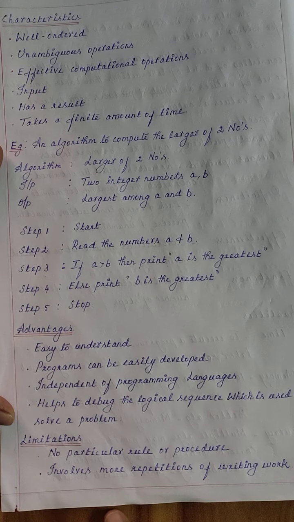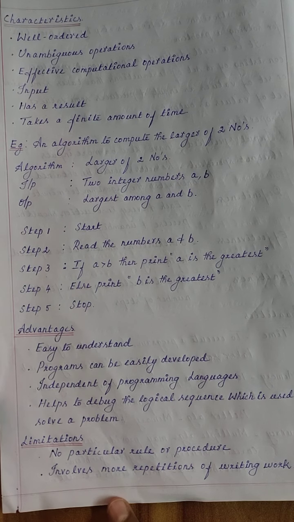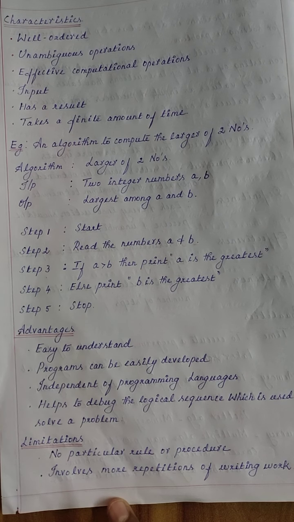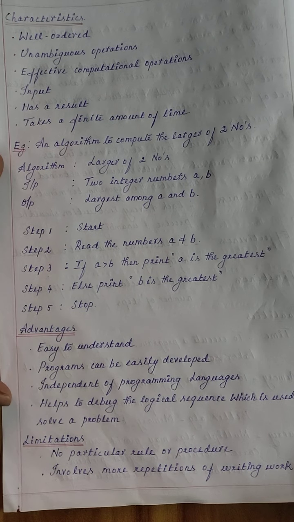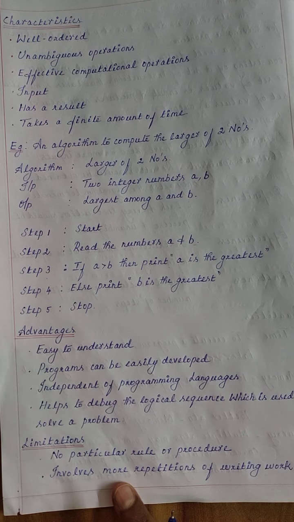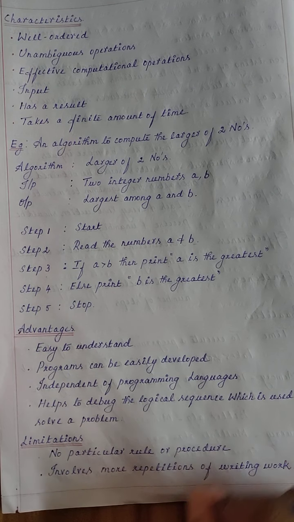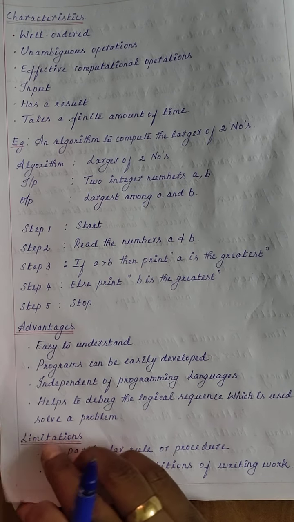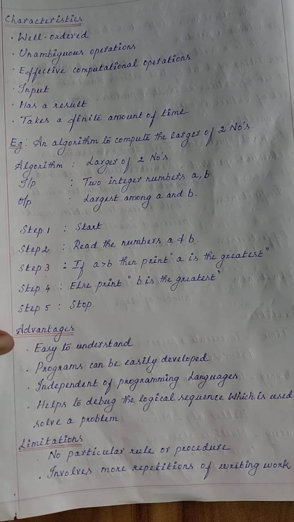And the last one is the limitations. There are two limitations. One is that there is no particular rule or procedure. Okay, that is, whenever you write the algorithm, you have to write it in simple English sentences. You do not have any particular rule or procedures to follow. Okay, and the second one is that it involves more repetition of writing work. As I already said, you have to write sentences, right? So before the completion of the program, you have to write so many sentences to make the algorithm. Okay, so this is about the first topic, that is the algorithm.